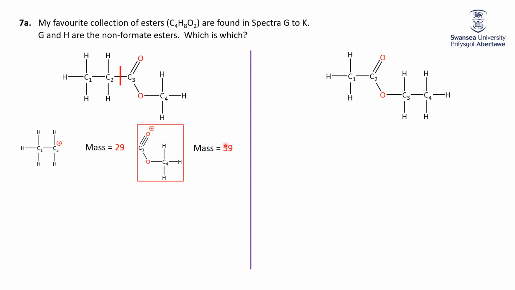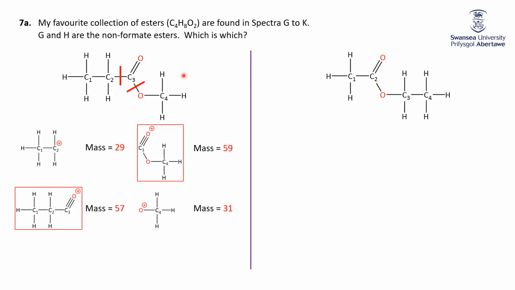So I might expect a big peak at 59 for this one. Now let's break this bond here, and when we do that we make the other big acylium ion, CH3CH2C triple bond O from this fragment that has a mass of 57. And of course what's left from that is this bit here that has a mass of 31. And then finally breaking here, we'll have the mass of 73 and a mass of 15 for the methyl group that of course is dead boring and we hardly ever see.